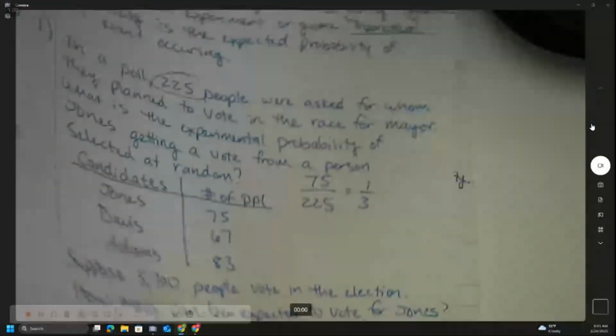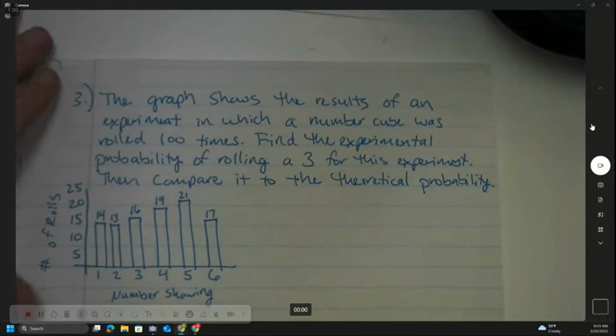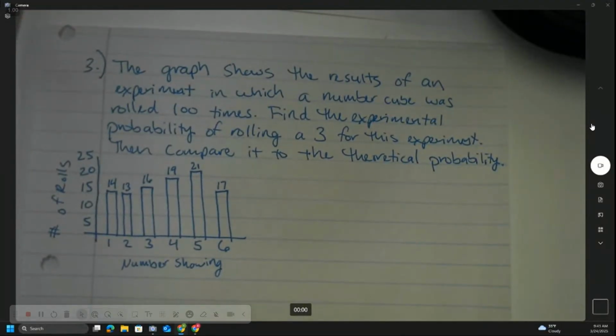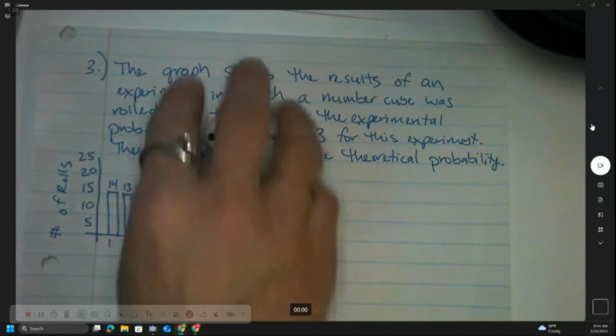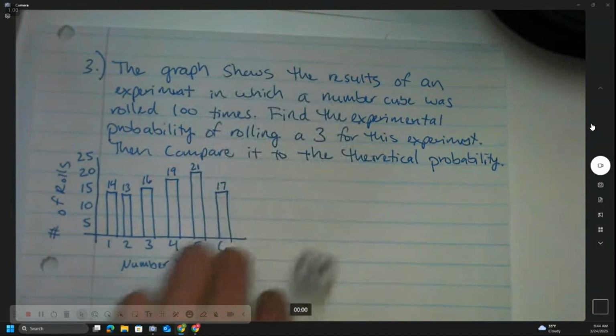Okay. One more I want to do with you, number 3. The graph shows the results of an experiment in which a number cube was rolled 100 times. Find the experimental probability of rolling a 3. So if we have a dice, you have a 1 out of 6 chance for rolling a 3.